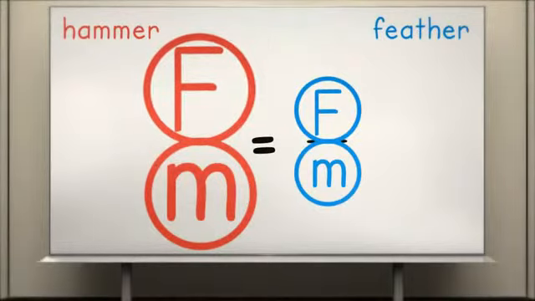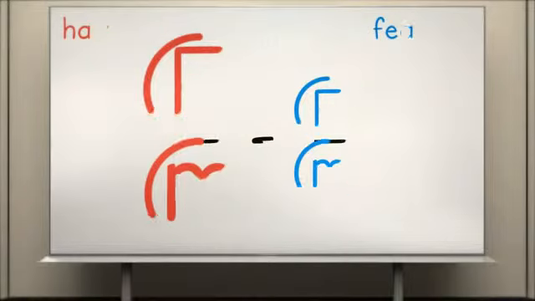So we know from Newton's second law that the hammer and the feather fall at the same speed, because even though the hammer is pulled with more force, it also has a greater mass. So in the end, the ratio of force to mass is the same for the two objects. This is why they fall at the same rate.